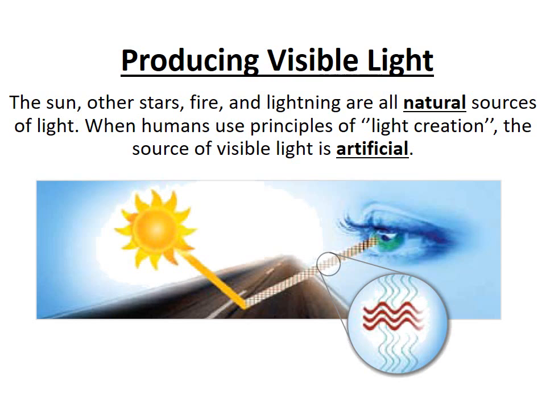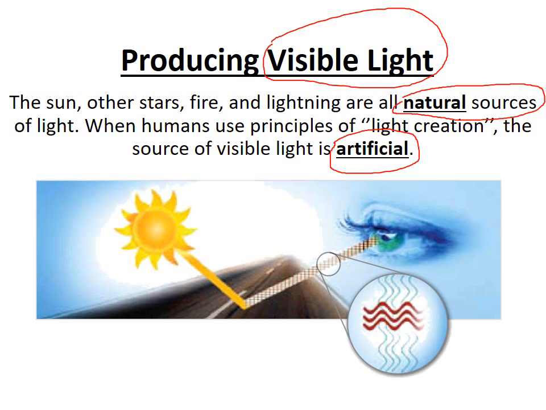So our focus is going to be on producing visible light. Light that you see from the sun and other stars, because the sun is a star itself, as well as fire and lightning, they're all natural sources of light. When humans take the principles of nature, light creation, and create their own light, we call that artificial light. So when humans use principles and concepts of nature to create their own light, it's called artificial light.